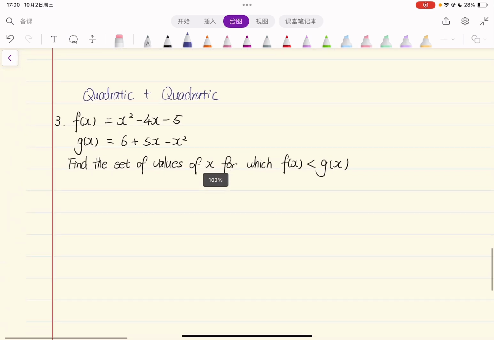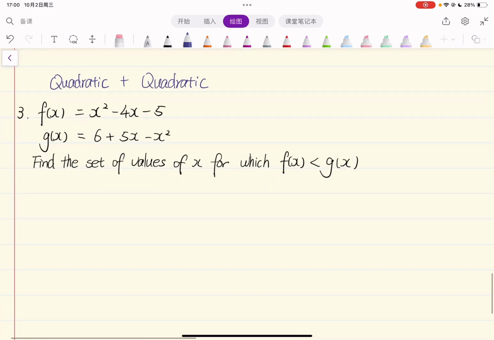So we have two quadratic functions. The first one, f(x) equals x squared minus 4x minus 5. And the second one, g(x) equals 6 plus 5x minus x squared. It asks you to find the set of values of x for which f(x) is less than g(x).